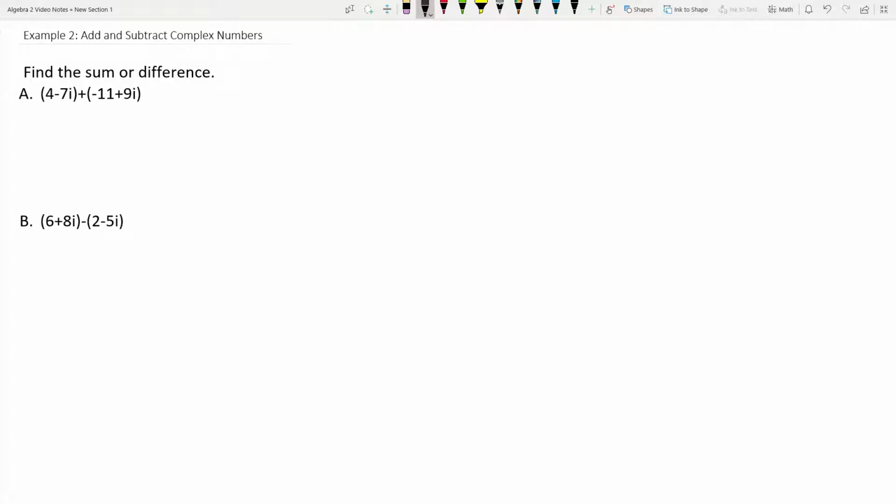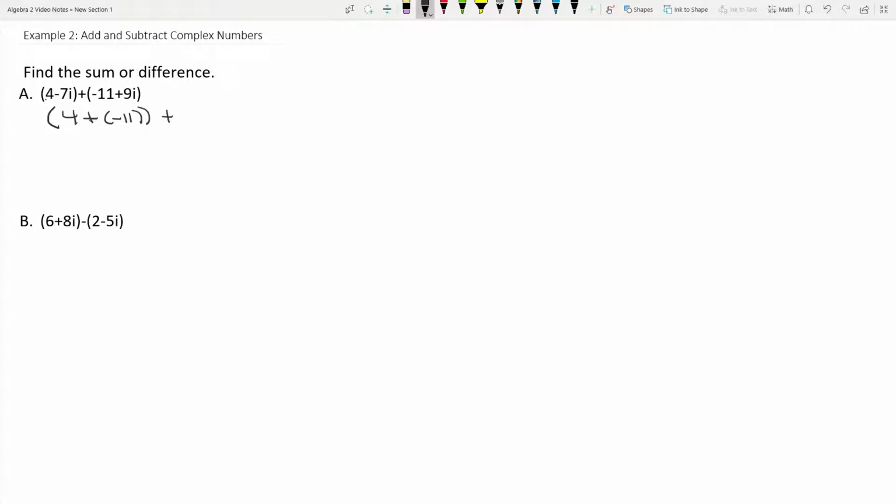All right, so how do we find the sum or difference of complex numbers? It's actually quite simple. You do it the same way that you do it with real numbers. You simply add the like terms. So you combine the imaginary terms together and then combine the real terms together. So in this case, you want to do 4 plus negative 11. So you're going to combine the real parts first, and then combine the imaginary parts after.